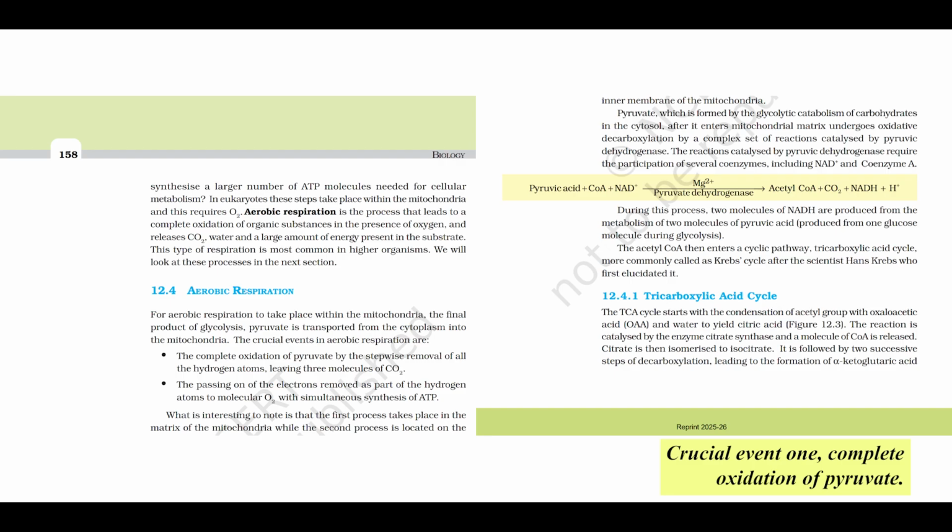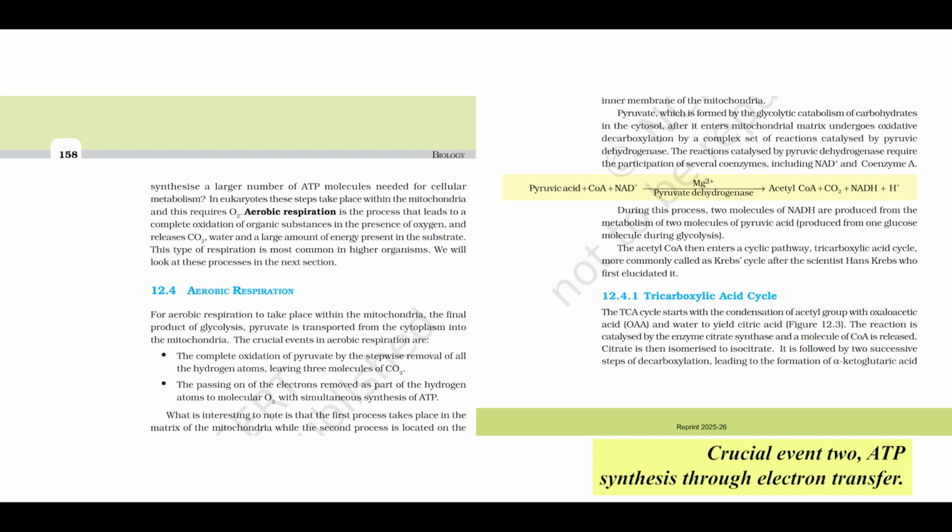Crucial event 1, complete oxidation of pyruvate. This involves the stepwise and meticulous removal of all hydrogen atoms from pyruvate. Each carbon atom is ultimately released as CO2. This primarily occurs within the mitochondrial matrix and encompasses a preparatory step, the linking reaction, followed by the Krebs cycle.